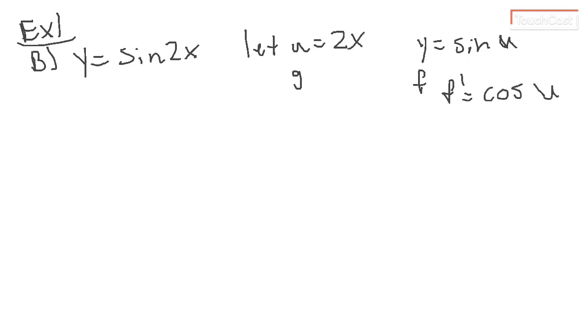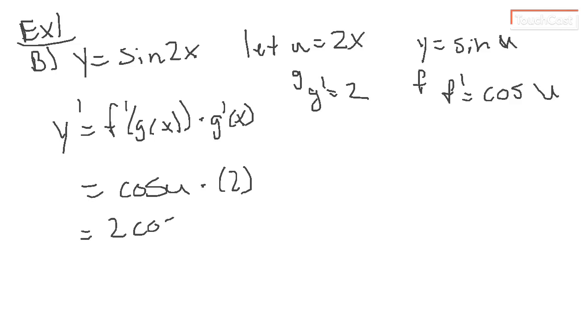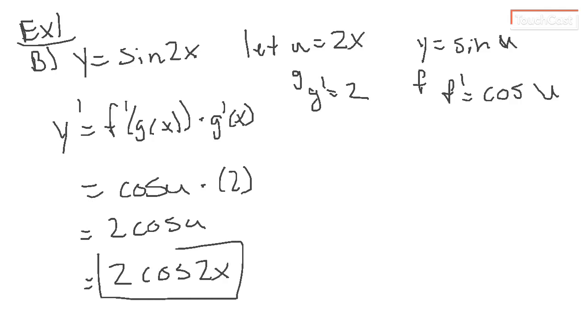So cosine u, and g prime is going to be 2. So when we're looking for y prime, we're going to have f prime of g of x times g prime. So let's take what we know. We know f prime is cosine u, and we know g prime is 2. So this is the same as 2 cosine u, and then I'm going to just replace u with what we said u is equal to. So we're going to have 2 cosine of 2x, which we have found our derivative.